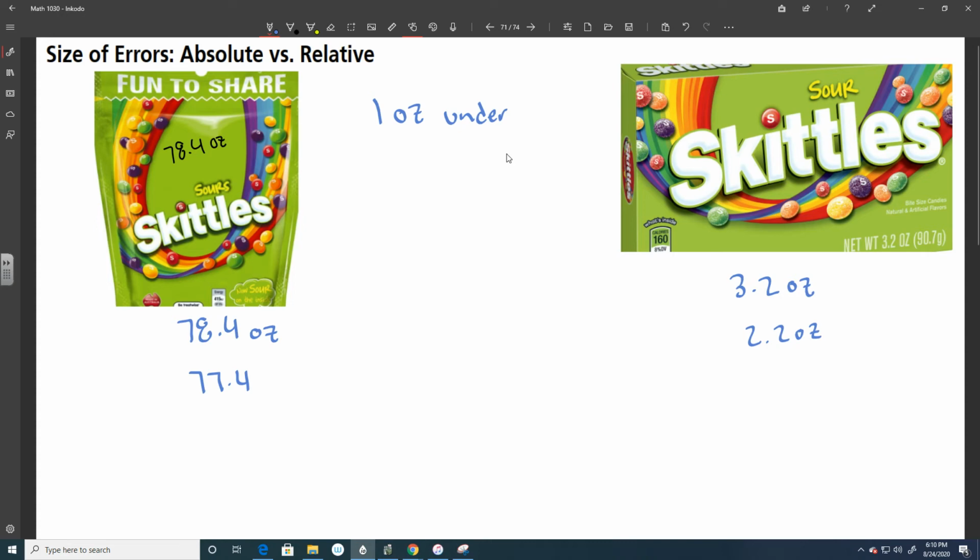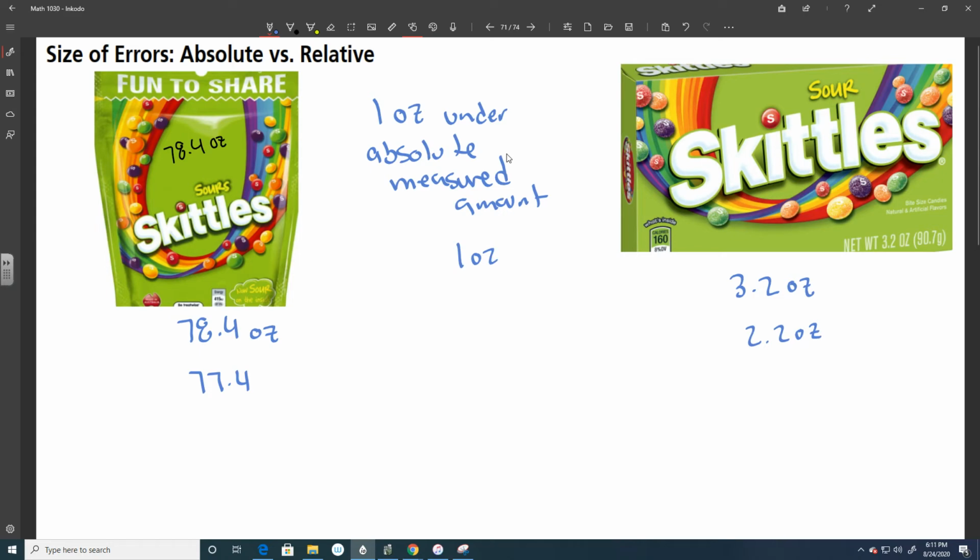So the measured amount that it was wrong is what we call the absolute. So the absolute is the measured amount of error. In this case, our absolute error is 1 ounce for both of these packages. We're just 1 ounce off.